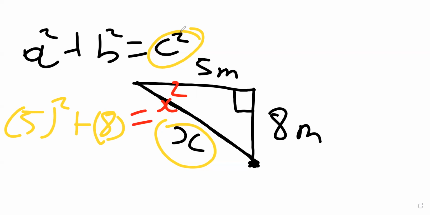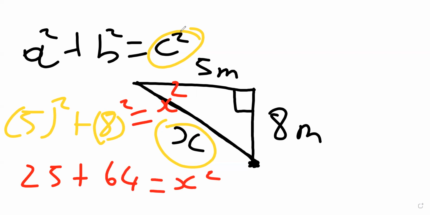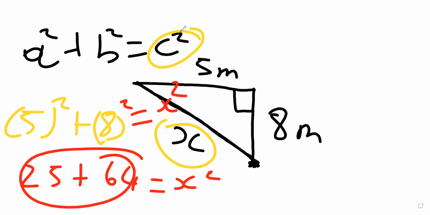The square of 5 is 25. The square of 8 is 64. The square of x is just x squared. You don't know what that is. We're going to find it very soon. All right, so after that, we simplify this part. Put this over here. So we say 25 plus 64 is 89. Is equal to x squared.